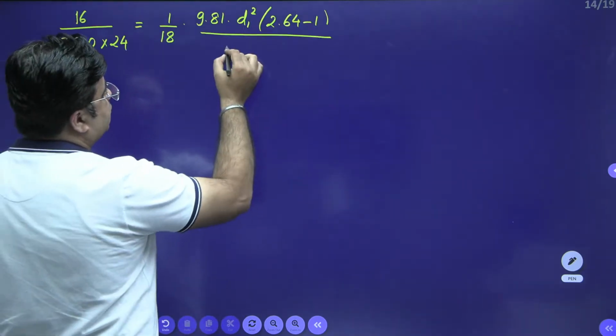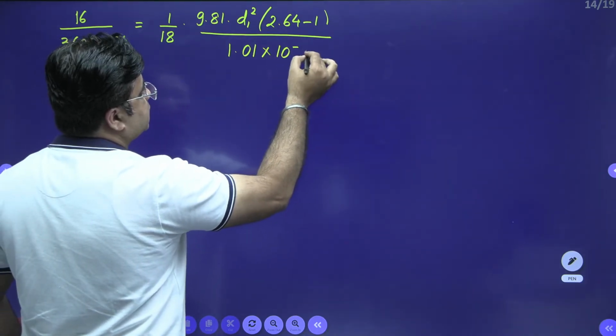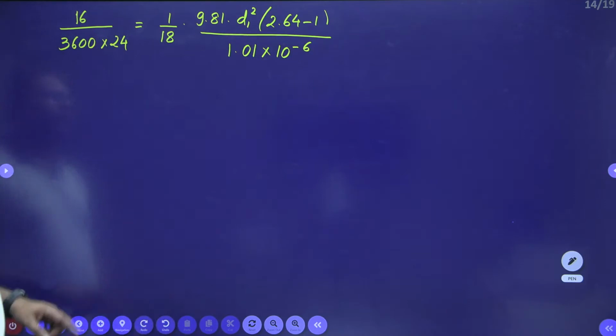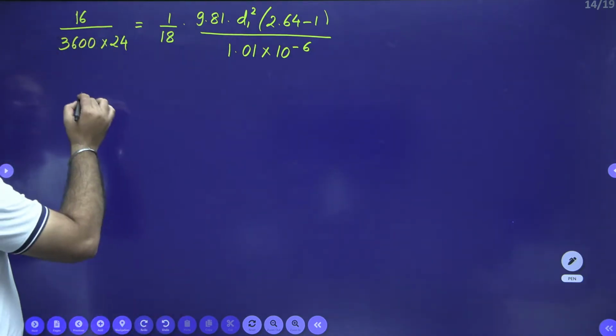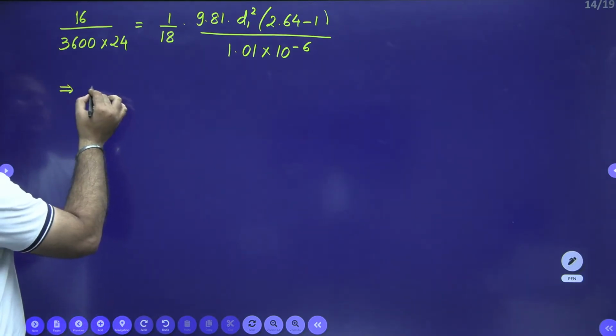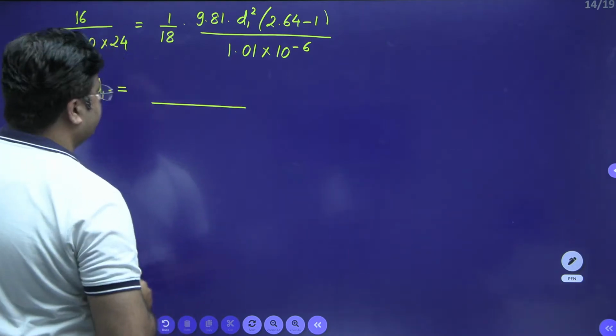So this is 1.01 into 10 raised power minus 6. Now whatever size of particle you will get from here will be in meters. You quickly calculate the size of particle in meters, d1. Just solve this and get the size of particle in meter.